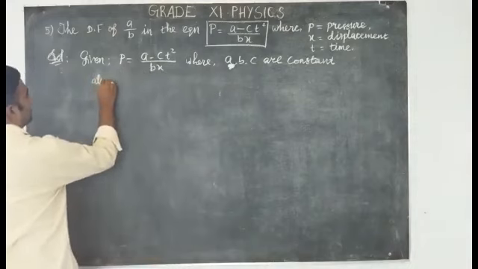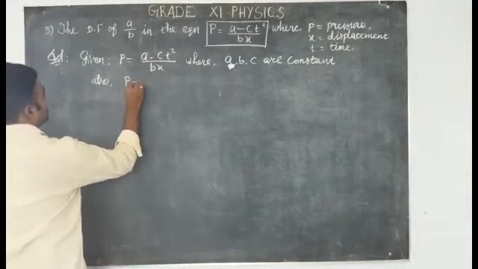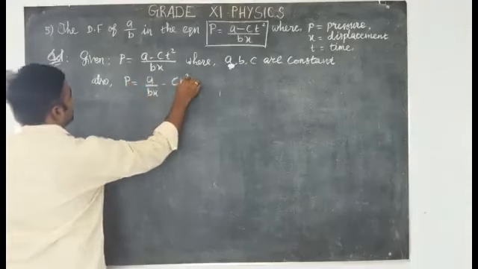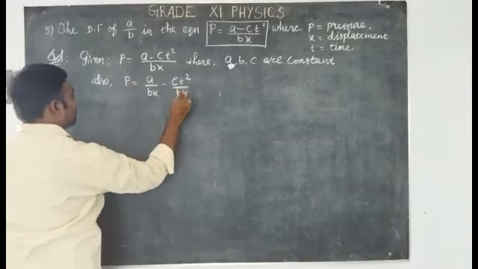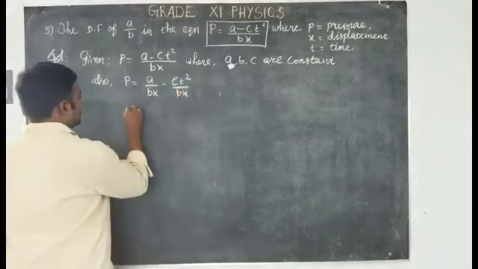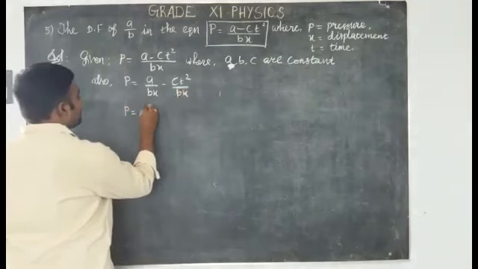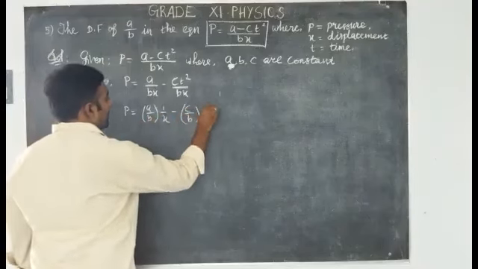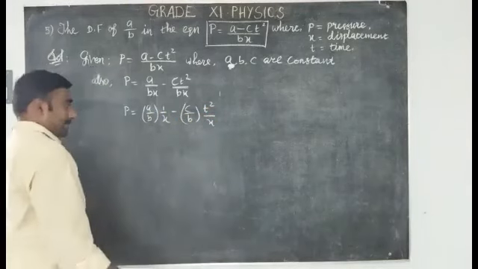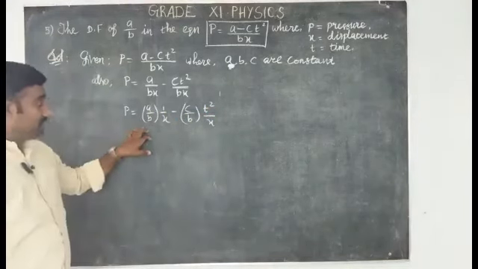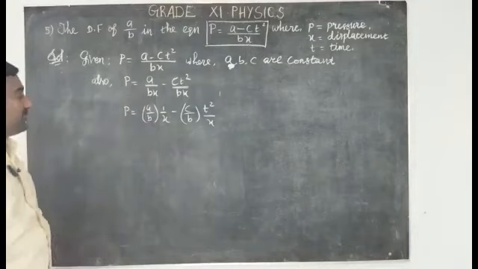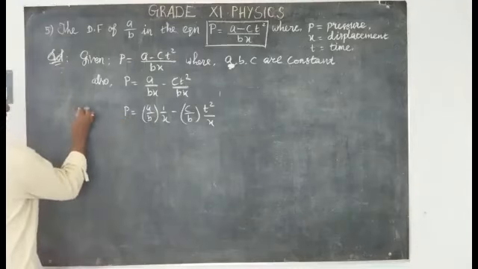Also we can write it as: pressure P is equal to A by Bx minus Ct square divided by Bx. Further, pressure P is equal to A by B into 1 by X minus C by B into T square by X. Now from this relation only we need to find the A by B value, that is the dimensional formula of A by B. So this is the pressure.